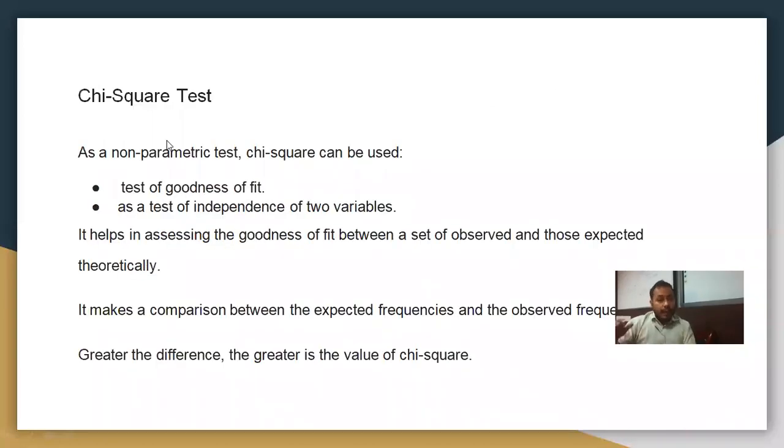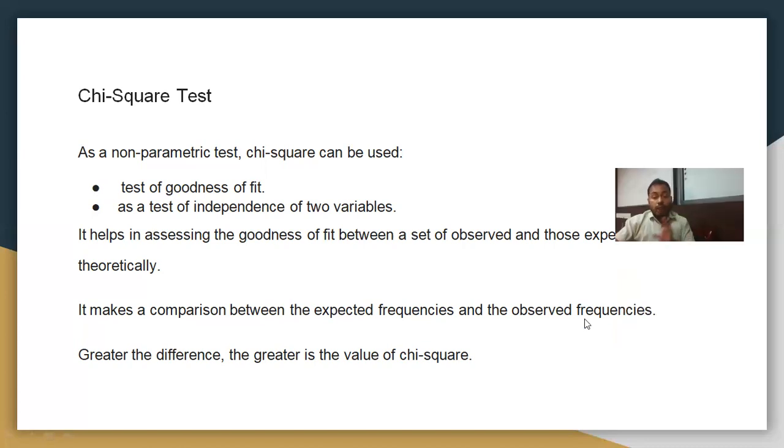Chi-square test, a non-parametric test, and it is used for what? Test of goodness of fit, as a test of independence of two variables. Two variables का independence कितना है वो भी टेस्ट करने के लिए हम क्या यूज कर सकते हैं? Chi-square test. It helps in assessing the goodness of fit between a set of observed and those expected theoretically. What you observe, what you were expecting theoretically. So if we try to measure the goodness, then this test will help you for that. It makes a comparison between the expected frequencies and the observed frequencies.